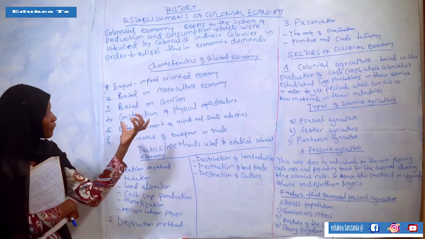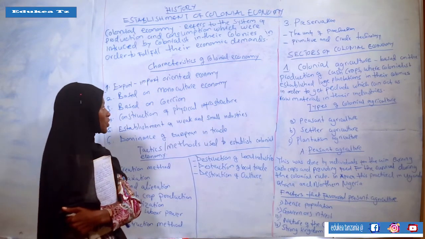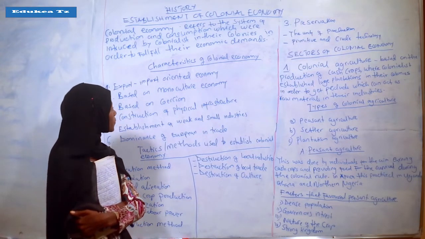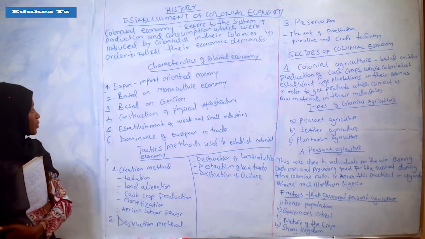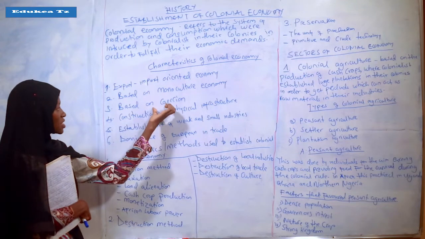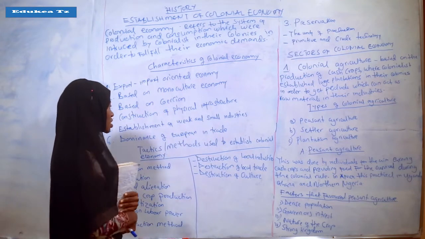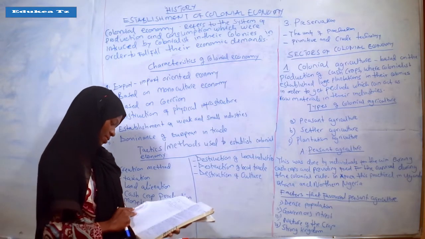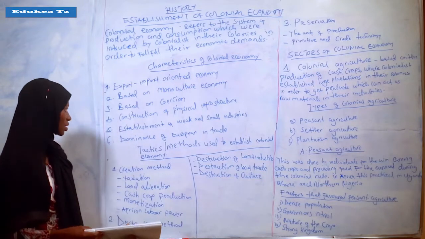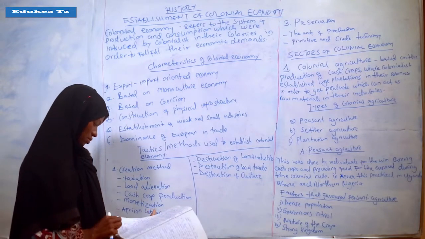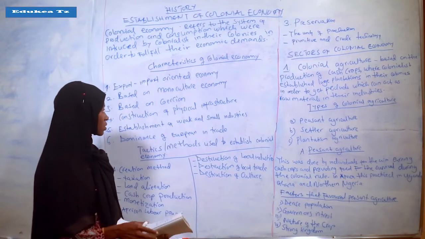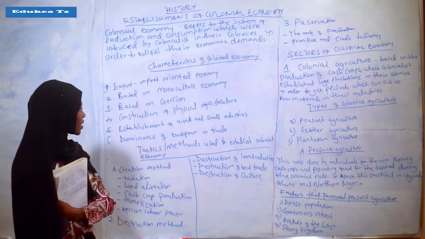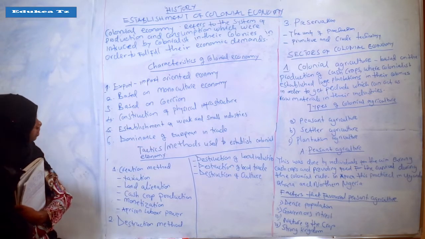Another is based on monoculture economy. Monoculture, they based on the production of the single cash crop. Another, it was based on coercion. Coercion means they use the force. They use the force to acquire lands, to acquire labor, and so on.